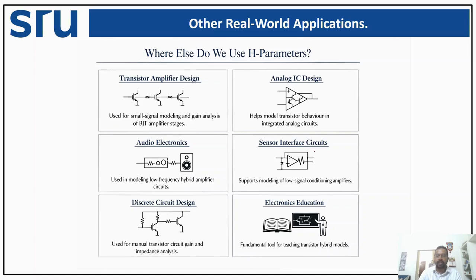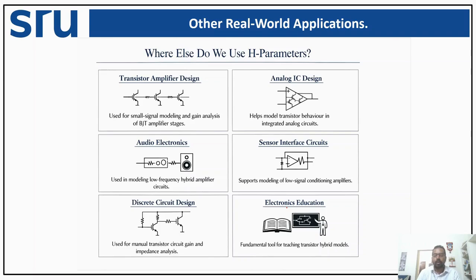The other area where we can apply this is electronics education. Finally, these H parameters play a very major role even in teaching. They provide students with conceptual understanding of transistor behavior, mathematical modeling skills, and a bridge between theory and practical design. This is why they are still taught even in the age of simulation tools.